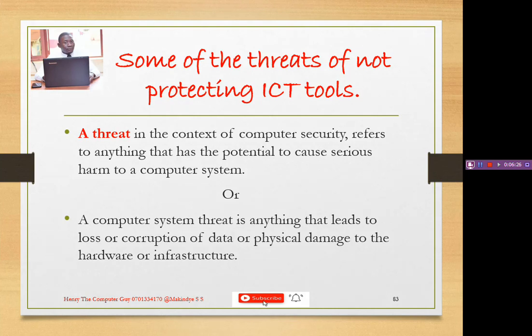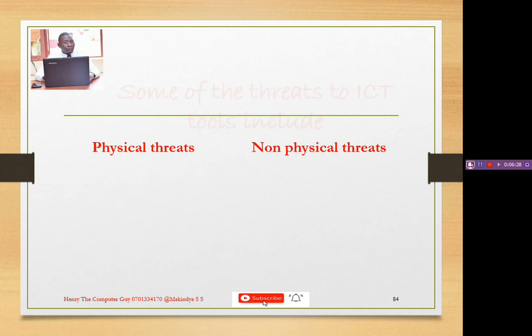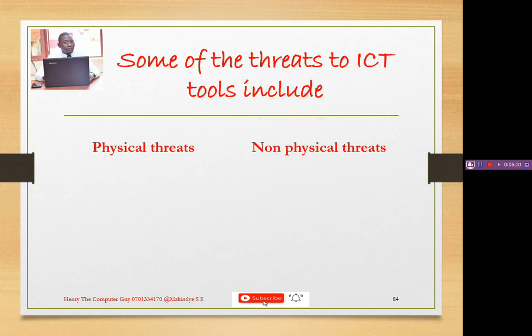We continue. So we are going to look at some of these threats to ICT tools, and they're telling us that they include the physical threats and the non-physical threats. That means that under the physical threats, these are physical, you can see them. Yet for the non-physical, at times we don't see them. They can happen on a network. This is someone hacking into your system. You don't see him or her, but actually he's trying to access the system you're using.